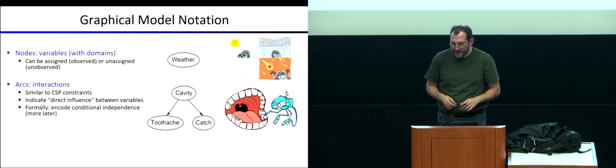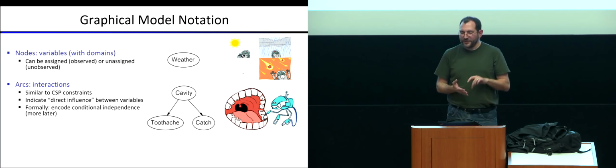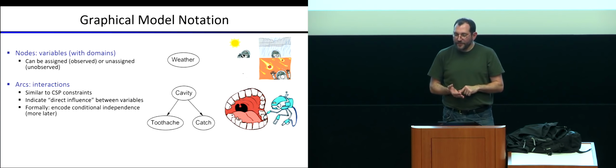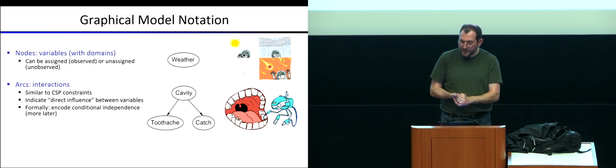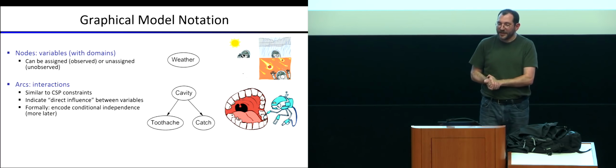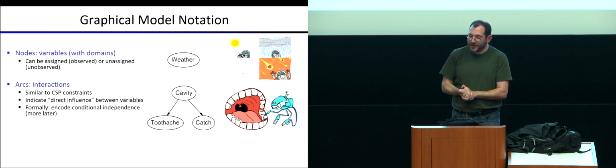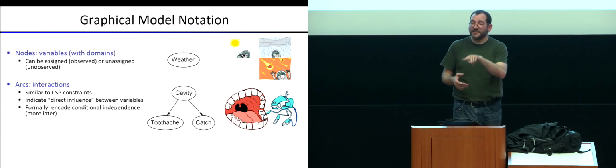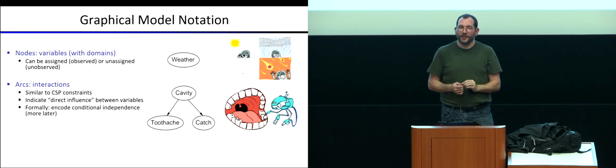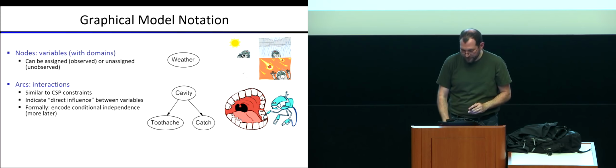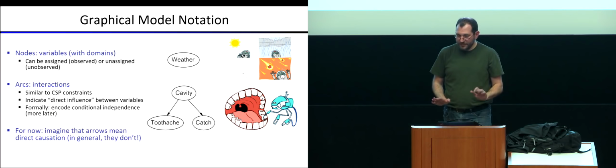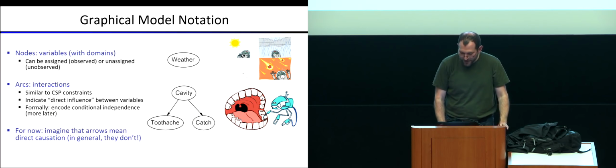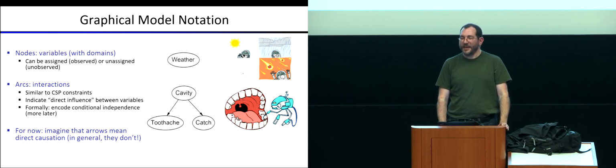So here's an example of a Bayes net for a model we already know: cavity, toothache, and catch. We see there's a direct influence between cavity and toothache, and another between cavity and catch, but no direct influence between toothache and catch. The influence between toothache and catch is mediated by the path that goes through cavity, and paths in this graph are very closely related to conditional independence. So nodes are variables, arcs are interactions. For now, think of the arrows as causes. Cavities cause toothaches, and they also cause catches, but toothaches don't cause catches, so I don't have an arrow there.